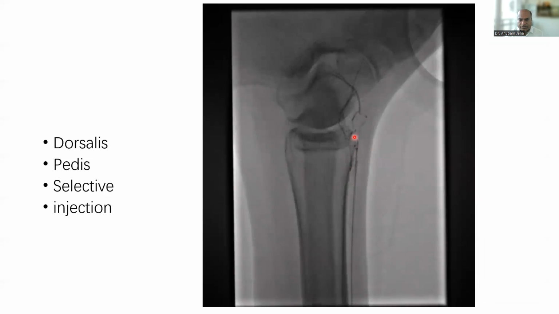So this is the injection through the microcatheter, and we see that there is disease involving the dorsalis pedis. So this is the selective injection revealing the disease.